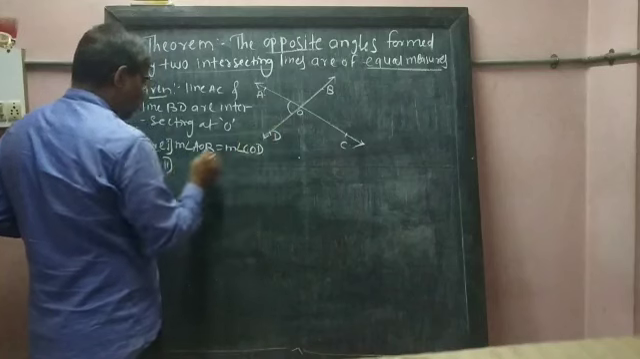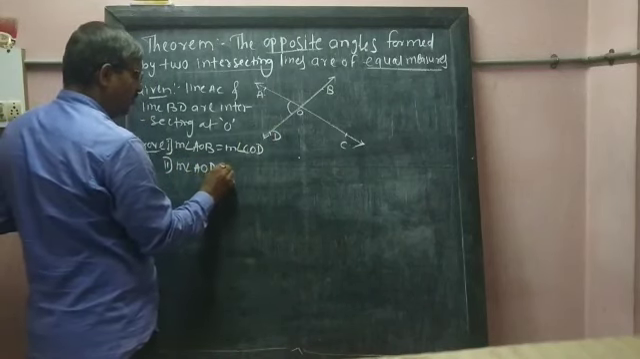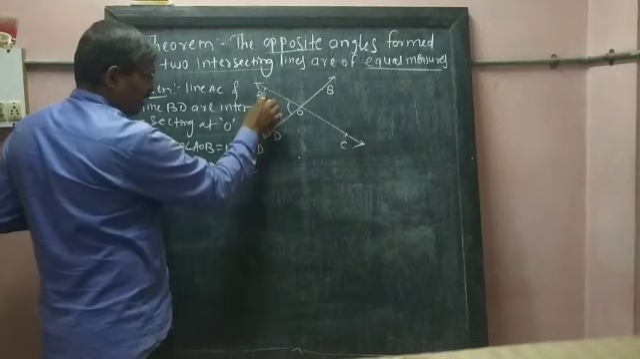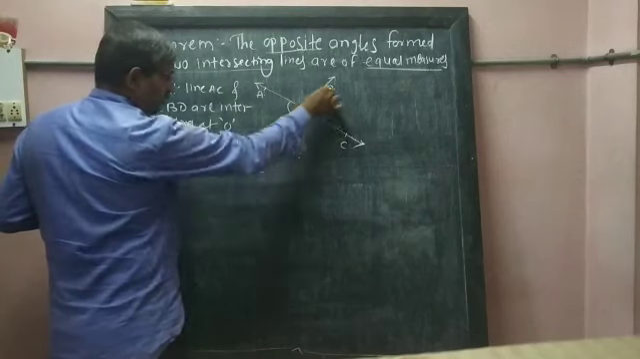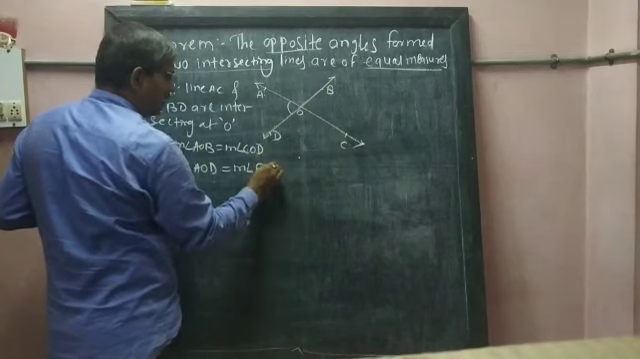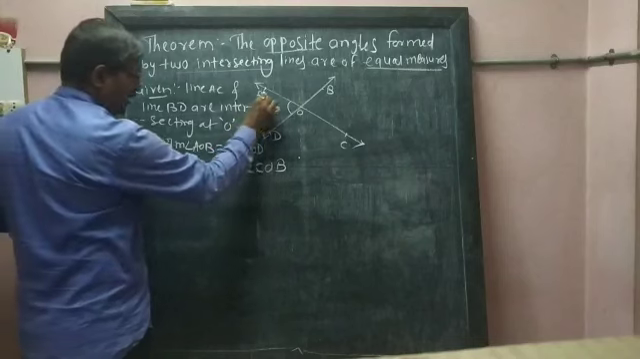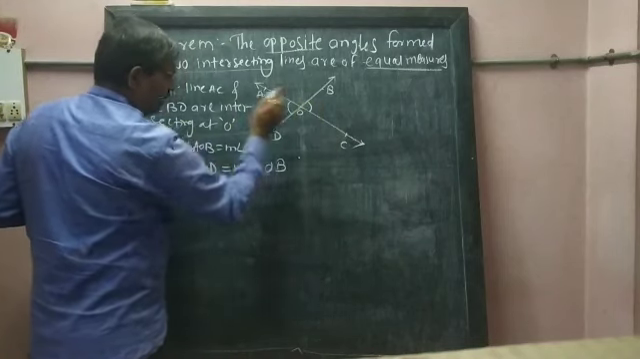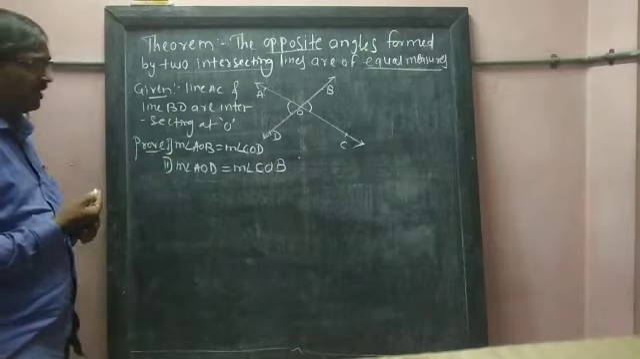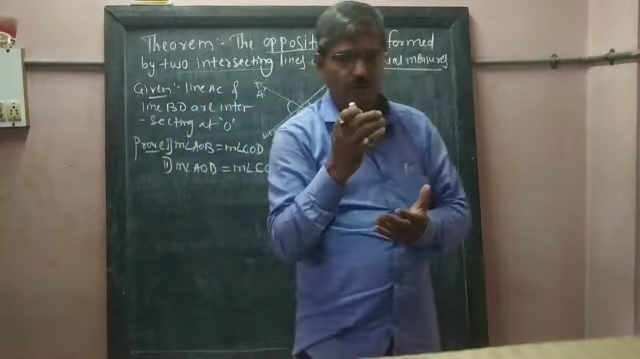Second, measure of angle AOD. A is opposite C, so write C first. D is opposite B. Middle O as it is, and D is opposite B. Means measure of angle AOD is equal to measure of angle COB. These are vertically opposite angles, so vertically opposite angles have the same measure. You have to prove this.